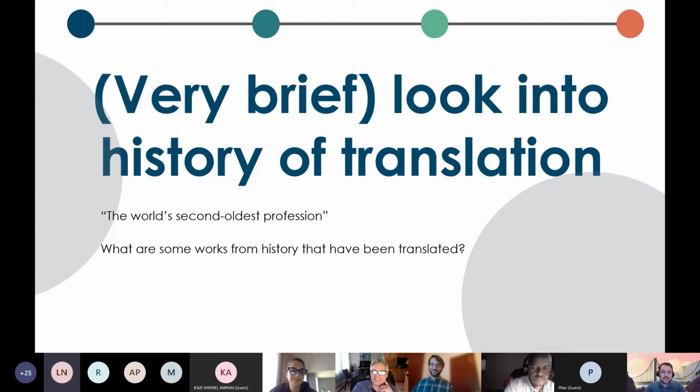Some works from history that have been translated. I mean, I can think of biblical religious texts, for example. Those are some of the earliest texts that have been translated.